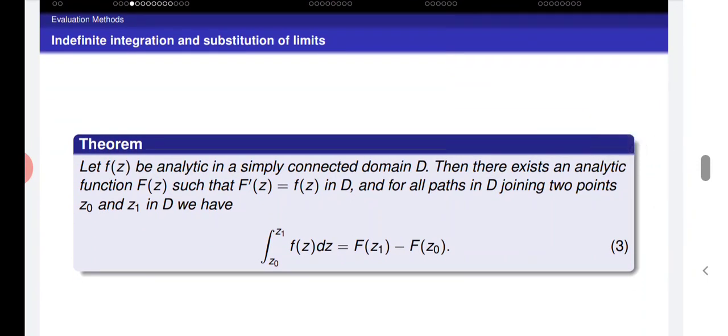Now we have a very important theorem on line integrals. Let f(z) be analytic in a simply connected domain D. Then there exists an analytic function F(z) such that F'(z) = f(z) in D, and for all paths in D joining two points z0 and z1 in D, we have the integral from z0 to z1 of f(z) dz equal to F(z1) minus F(z0).